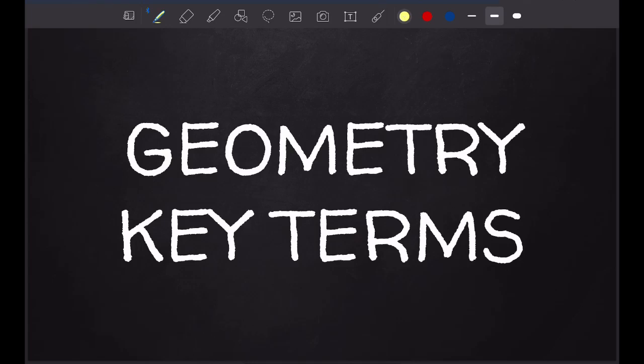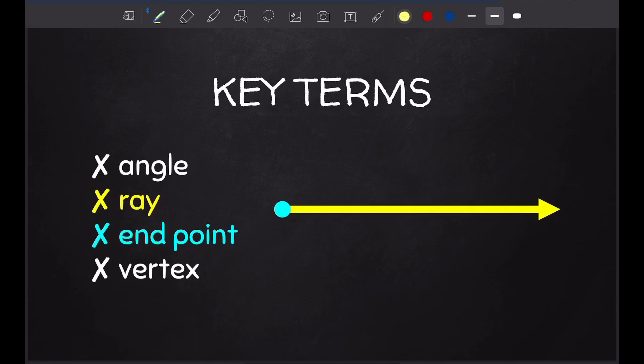So we are starting our new maths unit on geometry. And as usual, we always start with geometry key terms. Okay, it's very important we know the key terms so we can communicate properly. So let's look at our first slide. So the key terms here would be ray and endpoint.